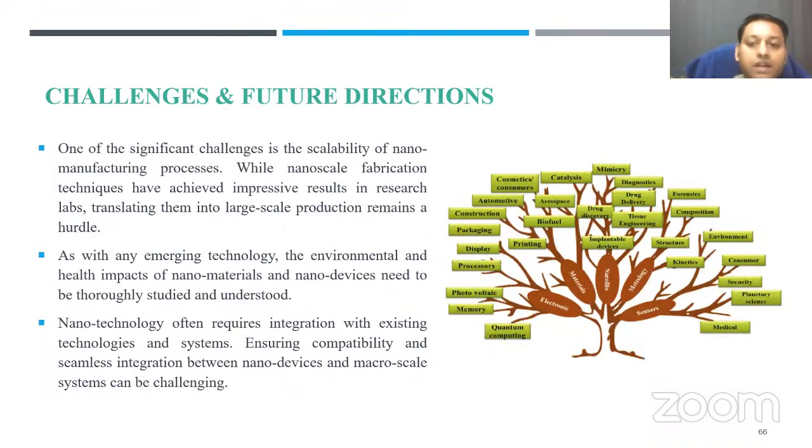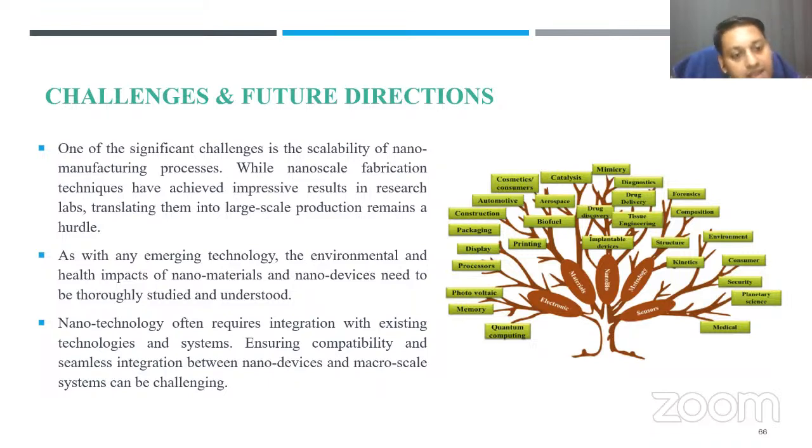However, although there are huge prospects, there are challenges, and we'll also briefly describe the future directions. The challenges are many, because fabrication at the nanoscale is itself a challenging job. Although we are able to fabricate with the top-down approach and the bottom-up approach, the impressive results are only possible at the lab scale. However, massive or commercial level production is still a challenge, and it is a hurdle.